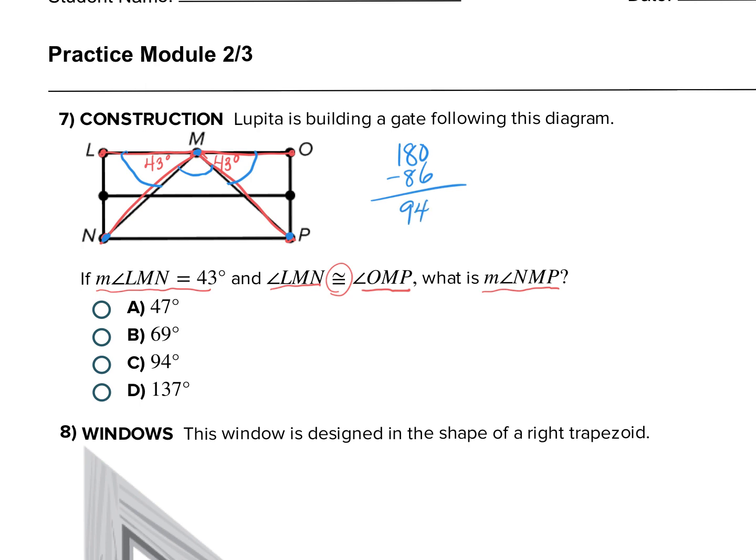And so that's how we get 94 degrees when we subtract. So remember, 43 plus 43, when I add those, I get 86, and they represent two of the angles that form our line. So when I do the subtraction, that's how I get 94.